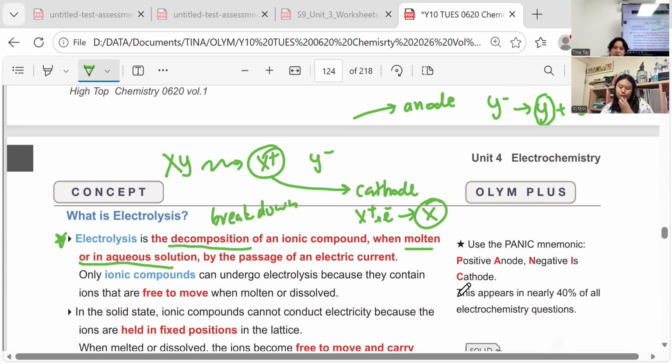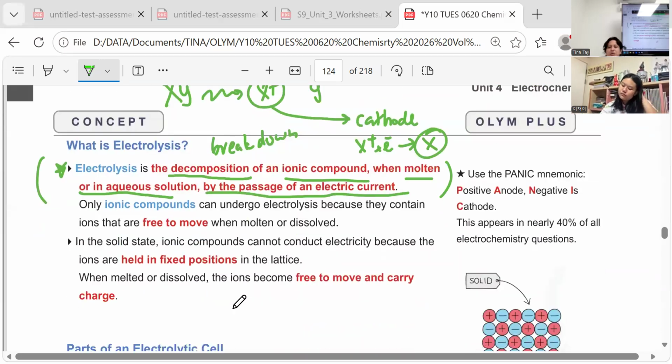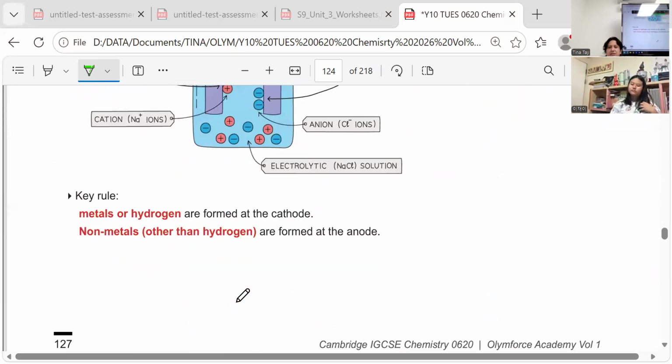Can you understand? Okay, so this definition is very, very important. It's a 3-mark question. Electrolysis is the decomposition of an ionic compound when molten or aqueous by the passage of electric current. Okay, can you understand?